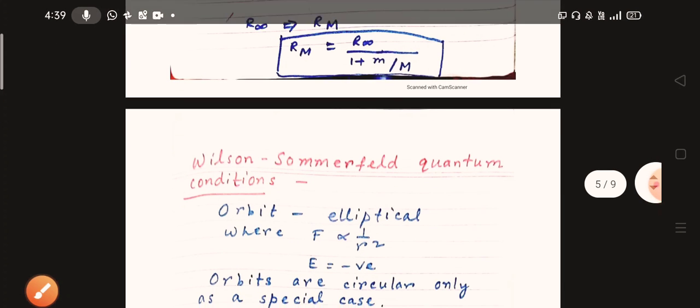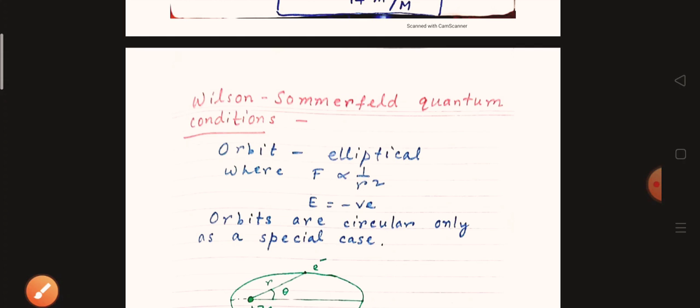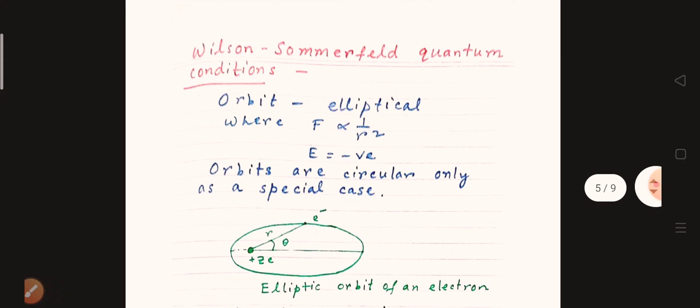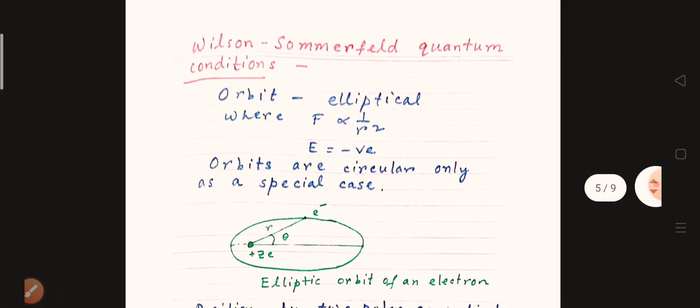Now, what is the difference between the Bohr quantization and the Sommerfeld quantization? Bohr took only circular orbits, but Sommerfeld thought that the orbit can be elliptical as well. Why is it so? Because the electrons experience a Coulomb potential that is inverse square, that is, force F is proportional to 1 by r square, and the energy of the particle is negative. So the orbit is circular only as a special case.